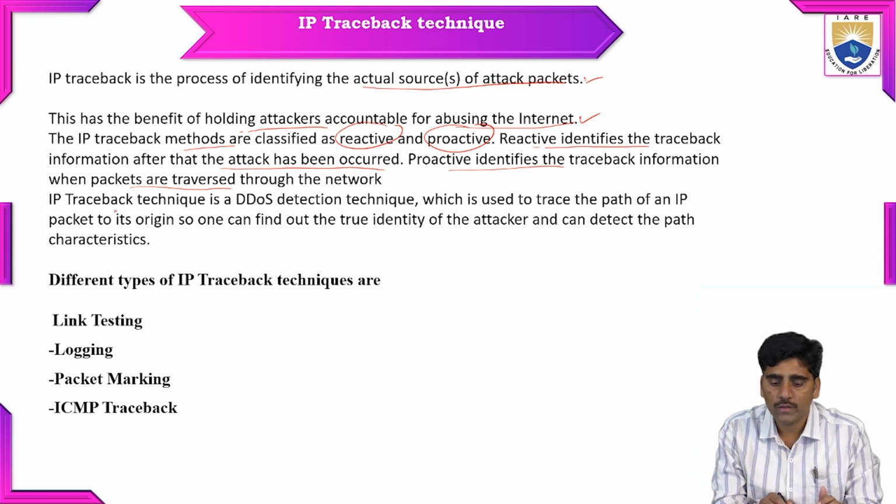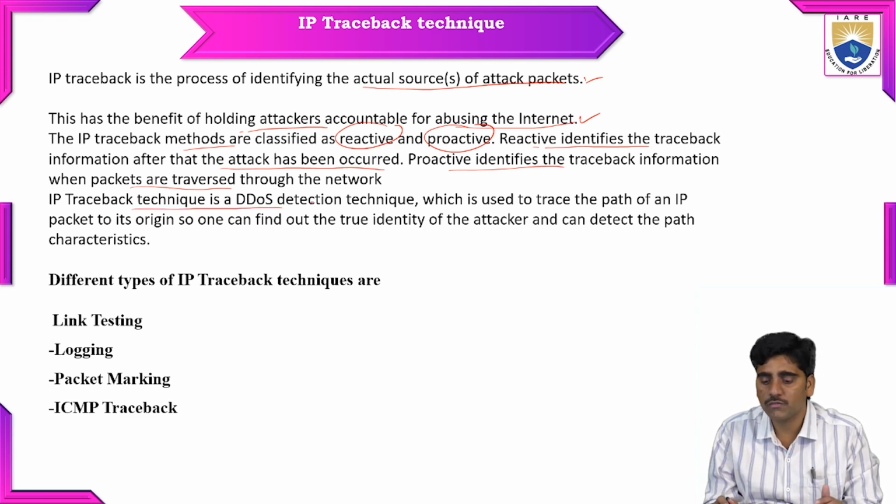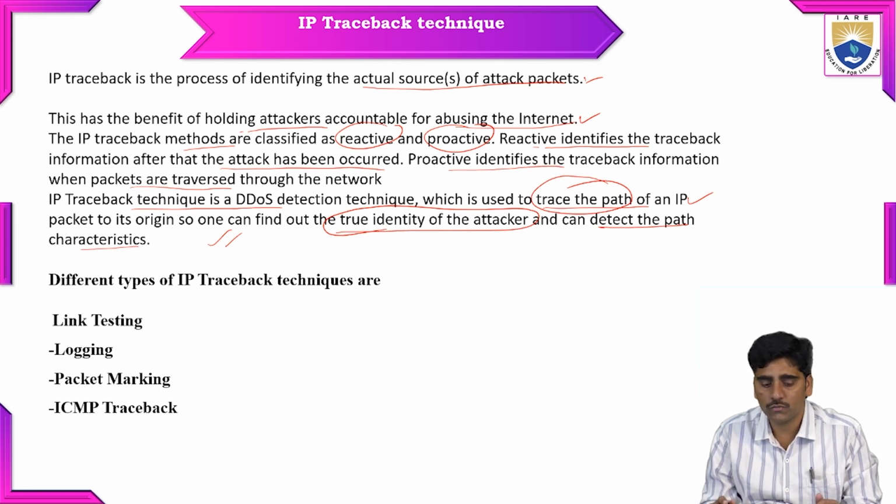So here the IP traceback technique is a detection technique which is used to trace the path. What we are saying is, trace the path of an IP packet, find out the true identity of the attacker, and detect the path characteristics. For all these, we are doing the IP traceback technique in both a reactive way as well as a proactive way.